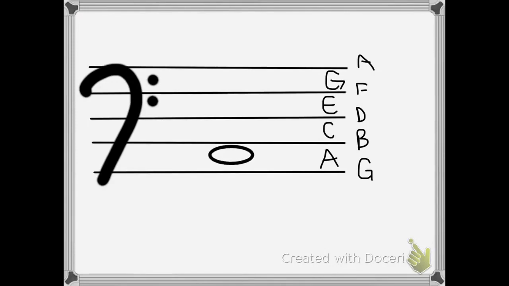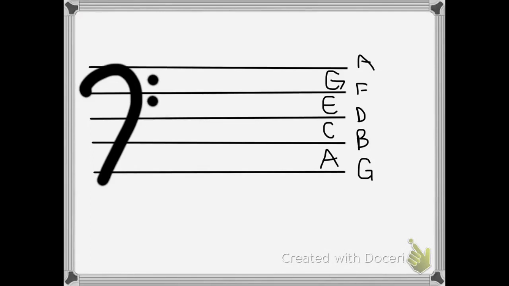Let's think bottom space. Well, how do we remember the spaces? Remember, all cows eat grass. So the bottom space would be A. What about the very top line? Well, we know the lines are good boys deserve fudge always. Always is A. What's this middle line? Is it line or space? A line note. And how do we remember our lines? Good boys deserve fudge always. This is good boys deserve.